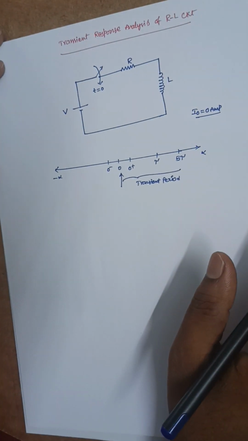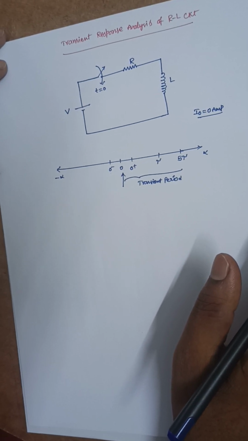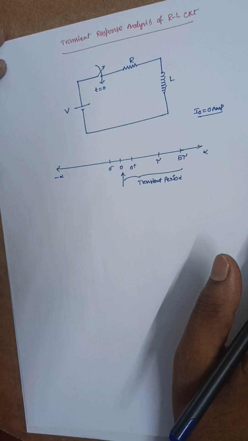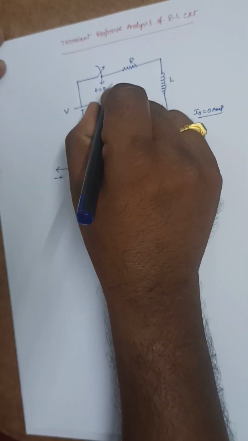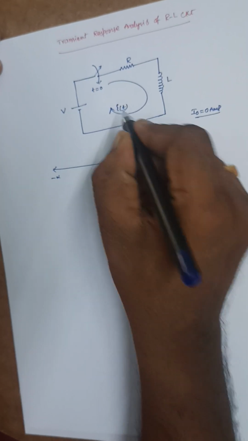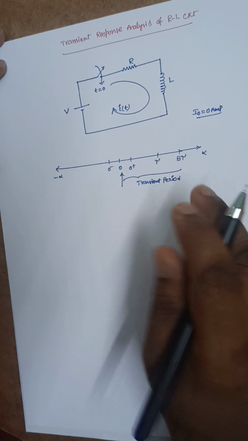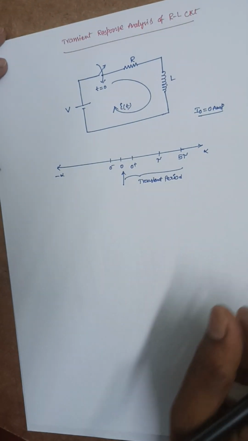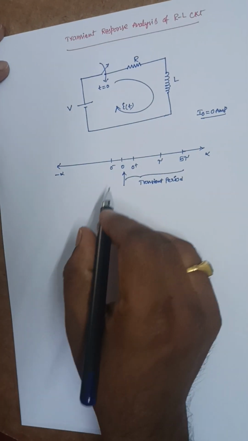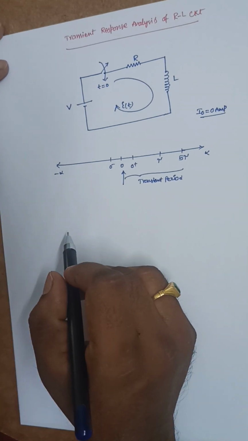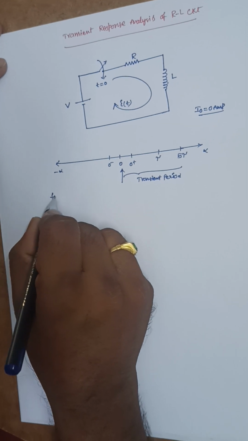in this transient response analysis of RL circuit or RC circuit or RLC circuit, the main thing that we are calculating here is the current through the inductor if it is an RL circuit. If it is an RC circuit, the voltage across the capacitor. And if it is an RLC circuit, the current through the loop we are going to calculate mainly. Now I am going to find this current I of t by applying the KVL for t greater than 0.